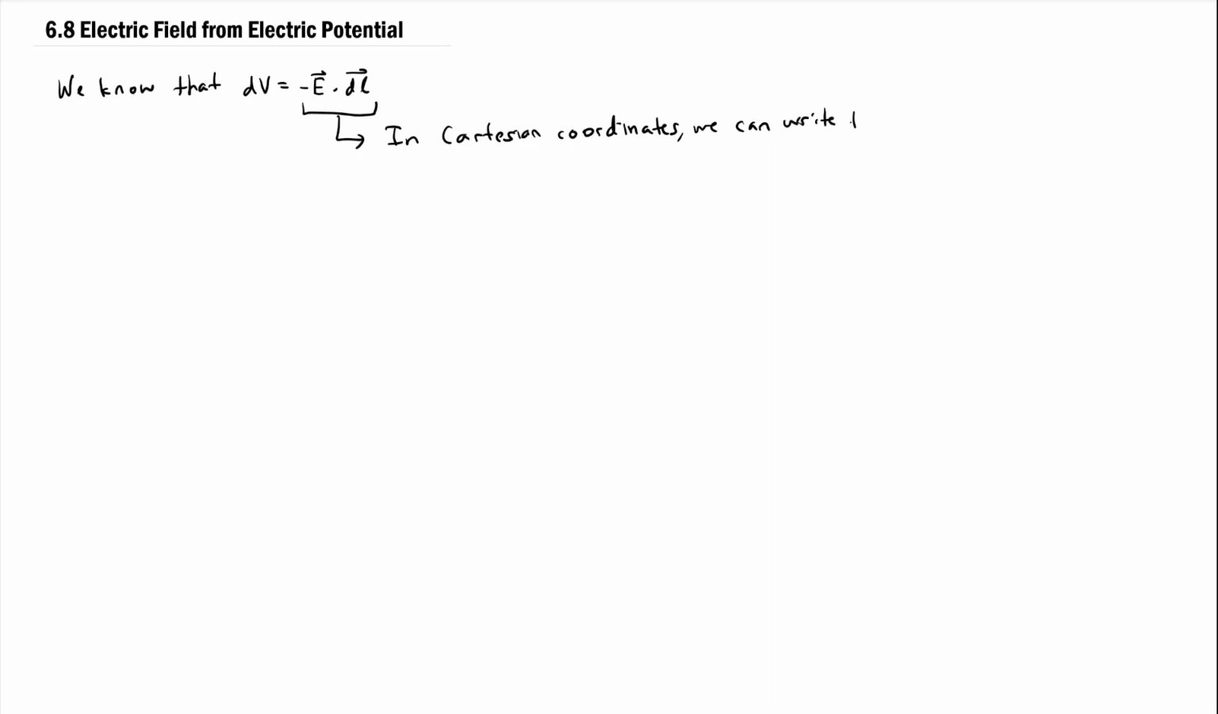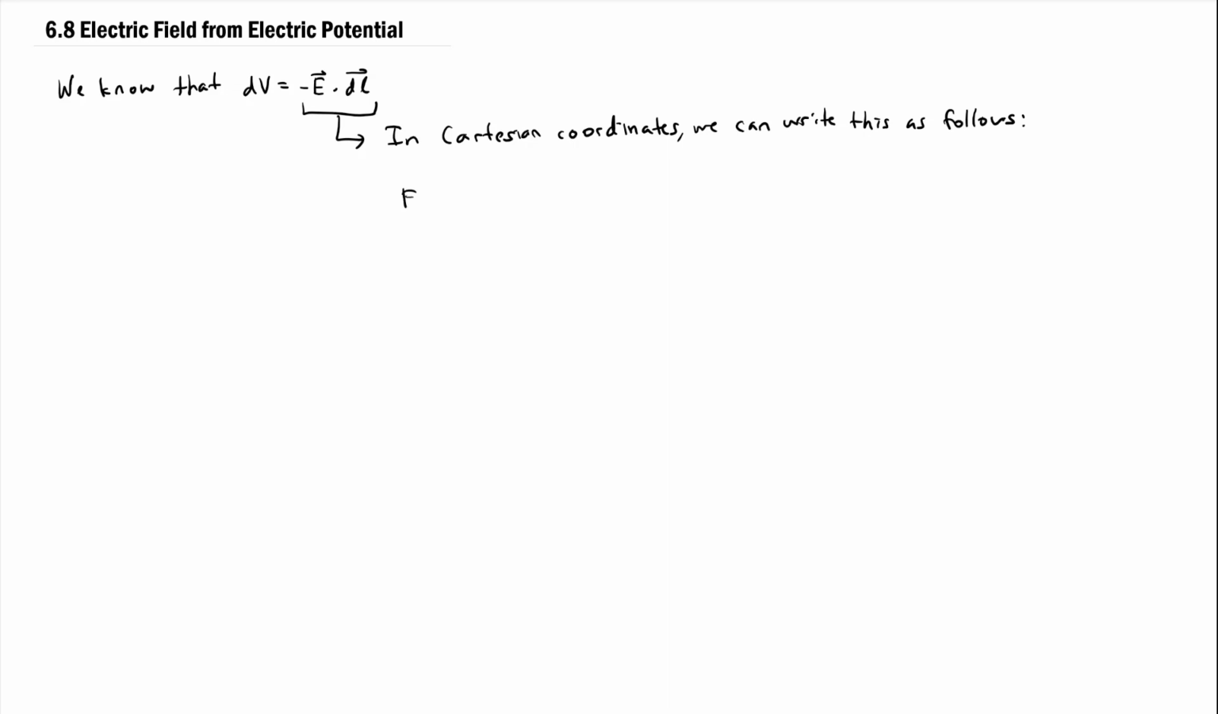So I want to first start off by saying we know that dV, the differential potential, is equal to negative E dotted with dl. In Cartesian coordinates, we can write this as follows.